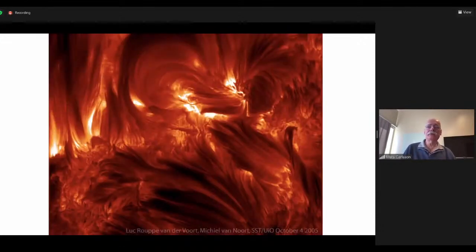This is another picture taken in the H-alpha showing the fantastic amounts of detail and detailed structuring we get from the magnetic field, up where the magnetic field dominates the behavior. This is the picture from a 1D semi-empirical model. So you can compare, this is the chromosphere, this is what a 1D model would predict. It's all homogeneous. So of course, it's obvious that that's not a very good picture. So what can we do?